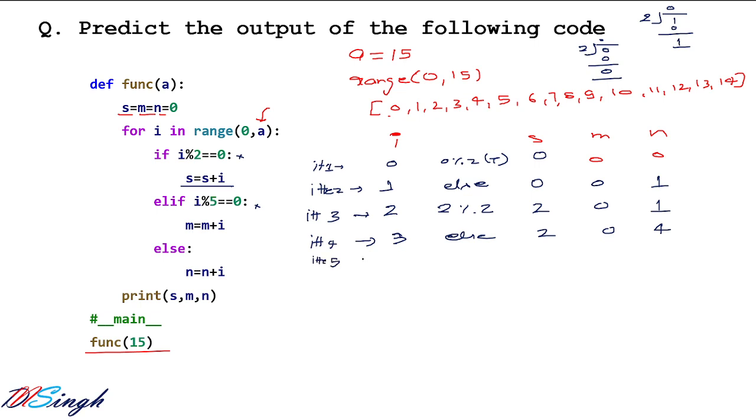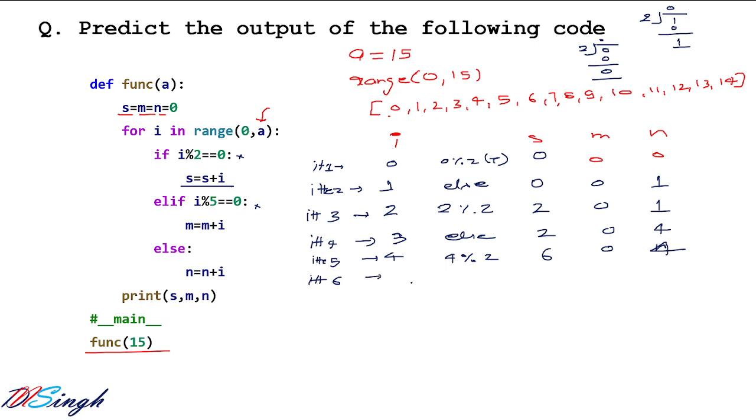Okay, iteration 5, the I value will be 4, and 4 mod 2 will result in the remainder 0, so the if condition will be satisfied. Now s will become s plus I. So s is 2, 2 plus 4 will become 6, m is 0, n is 4. Okay, no change in m and n. Then we go for iteration 6.